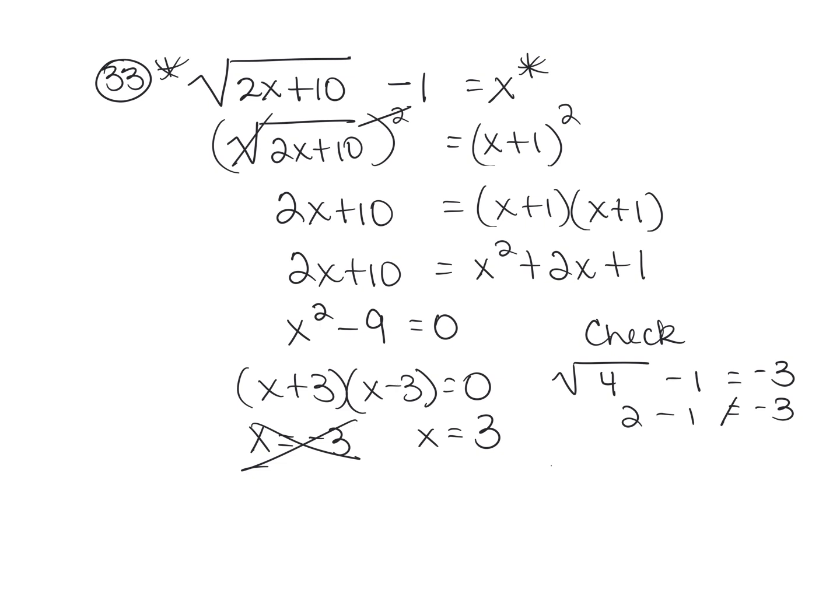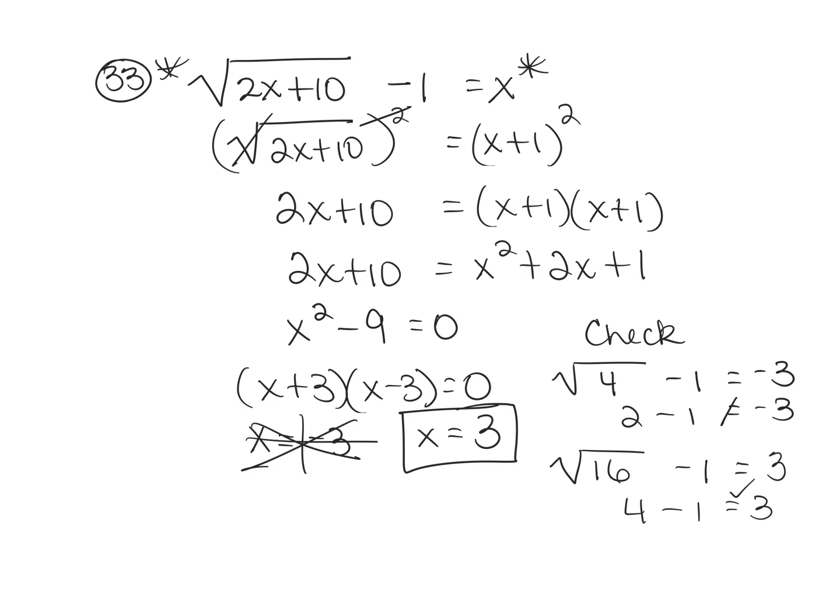So if I check positive 3, I end up with the square root of 16, because 3 times 2 is 6, plus 10 is 16, and then I'm subtracting 1, and I want to see if that's going to give me the number 3. So this gives me 4 minus 1, which is 3, and that one is a true statement, so that is the only solution there should be. If you give me this one, then you have missed the majority of your points, so be careful with that.